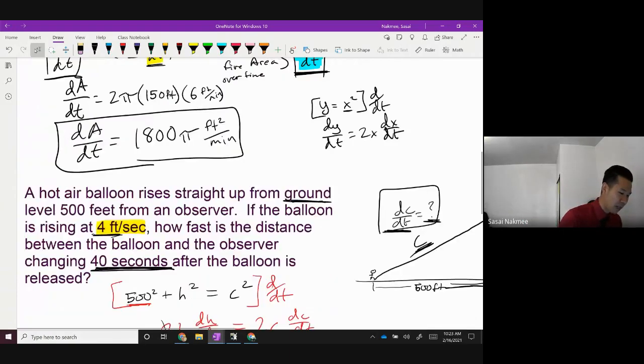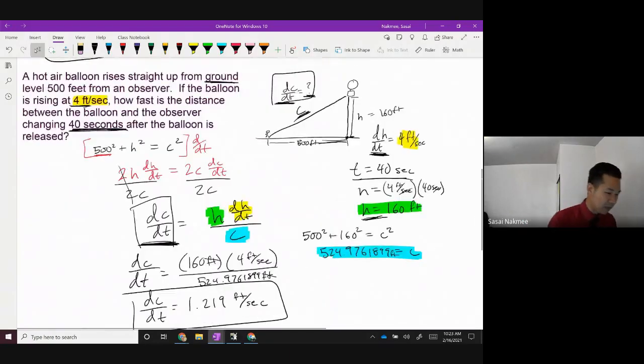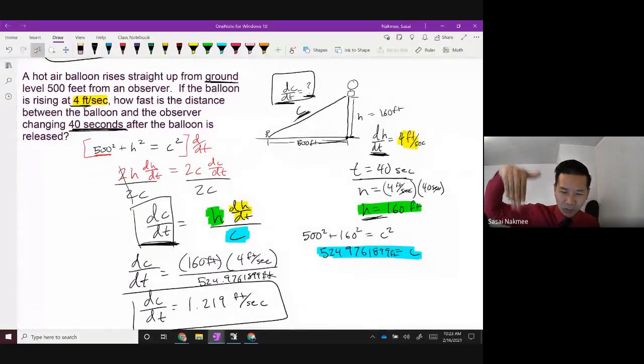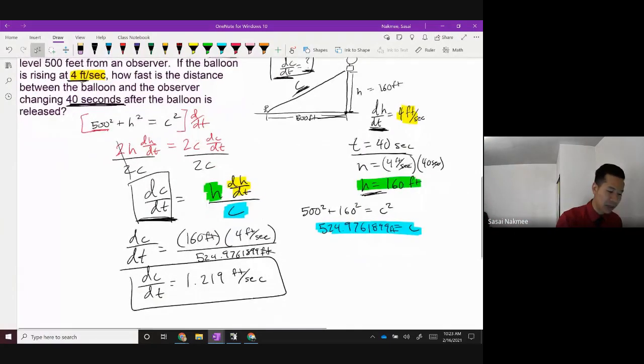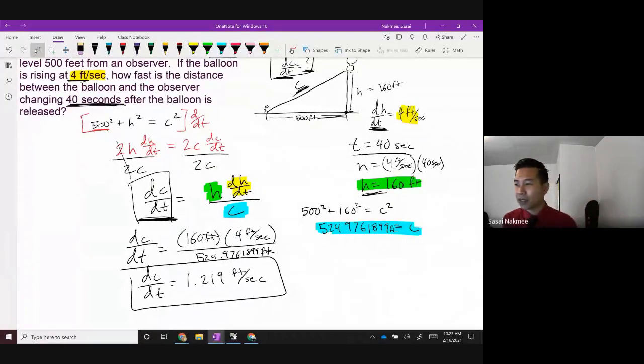If this problem was a little bit different, and we said the balloon was going down, decreasing at a rate of some number, then the distance between the balloon and the person would also be decreasing, and the rate at which the distance is changing from the observer to the balloon wouldn't have been positive. It would have been negative. So if your answer came out negative, you have to understand that for this particular problem, the distance between those two objects is getting closer, whereas since it's positive, the distance between those two objects is getting further apart.